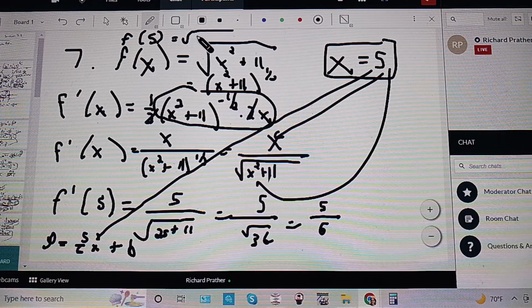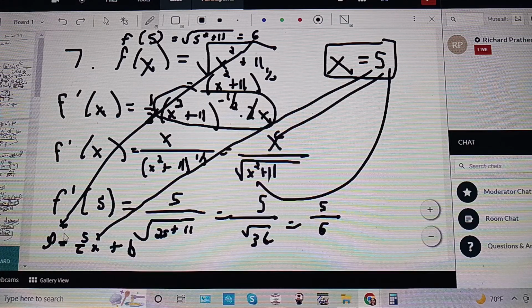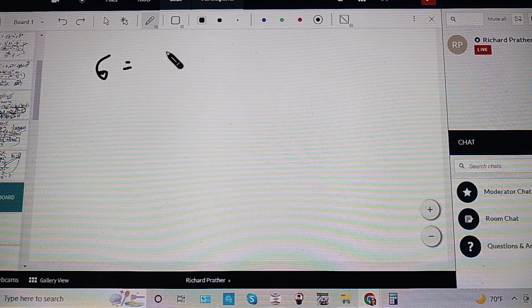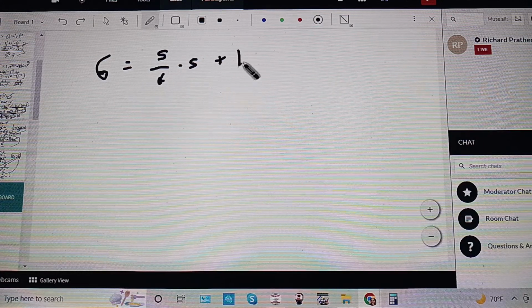So 5 squared plus 11, and that's the same as the denominator here, so that's going to equal 6 eventually. But the y is exactly 6. It's not 5 over 6, it's just 6. Put 6 in here, and put 5 right there, and solve for b. So you'd have 6 equals 5 over 6 times 5 plus b.